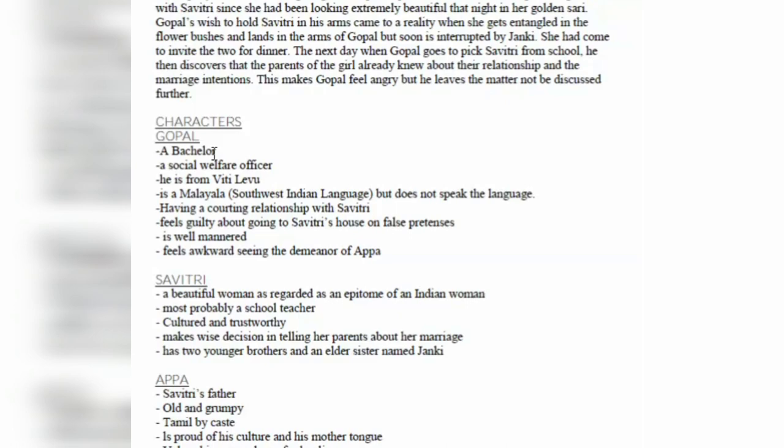He's a social welfare officer, that's his occupation. He's from Viti Levu. He's a Malayala. Malayala are Southwest Indian. And then he does not speak his language, which is Malayalam. So, he does not speak the language, yeah? Now he has a courting relationship with Savitri.